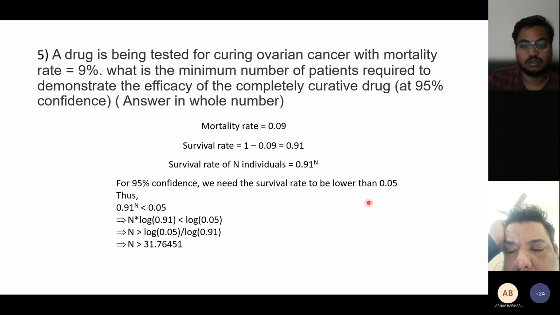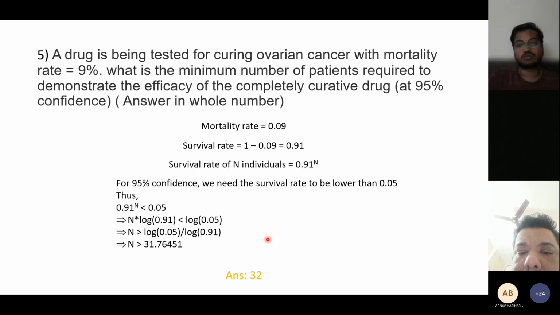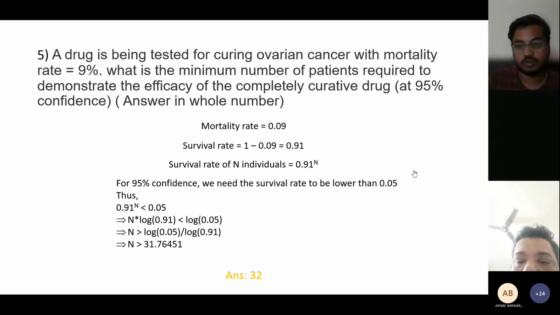So here we take log on both sides, and because log of a fraction is negative, when we divide by log 0.91 on both sides, the sign changes. So here we have n should be greater than log 0.05 divided by log 0.91, which turns out to be 31 point something. The answer asks for a whole number. That's why we have 32.